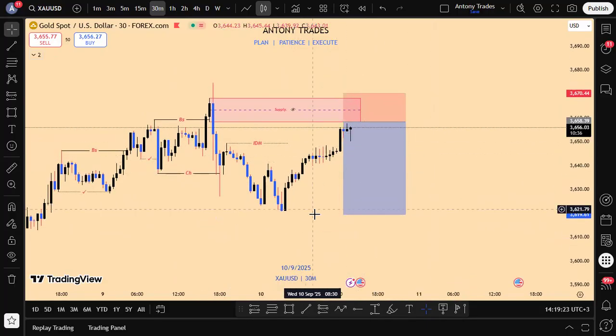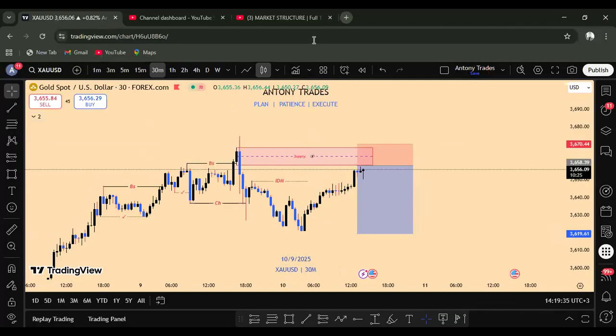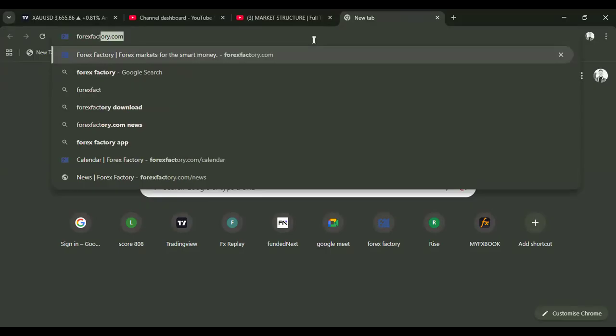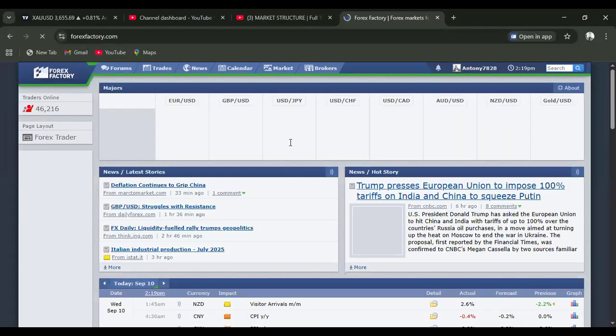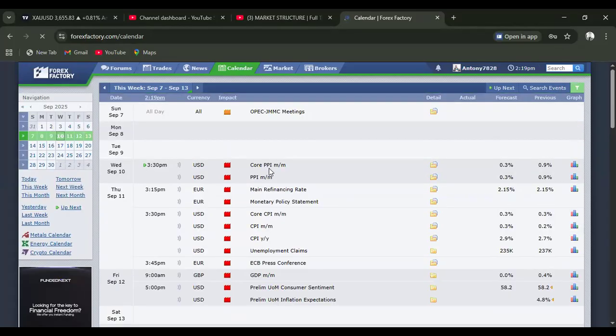You can see I'm still waiting. But remember, today we have very high impact news coming up. We have news coming up. If I can try to show you. Let's see. We have some news coming up. Yeah, at 3:30 we are having PPI news, a high impact news, guys. So make sure, I don't advise people to trade when we have this high impact news.